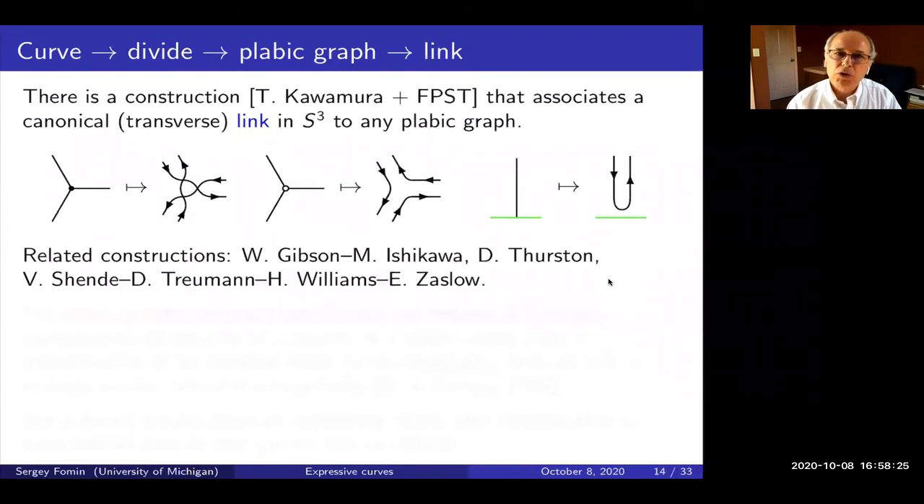And when you approach the boundary, you just do a U-turn. Okay, so that's one part of the recipe. And now where is the link? And to get the link, you do the following.